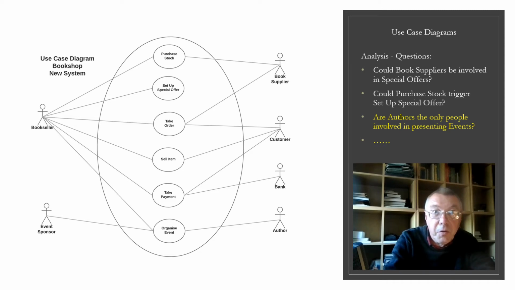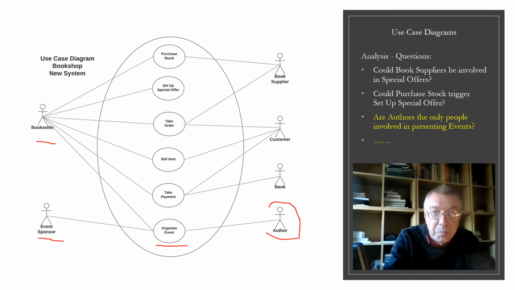Moving down to the use case at the bottom, organise event. Down here, it shows three actors associated with the process, with the use case. The bookseller who organises it over here, the event sponsor who might support or pay for part of it over here, and to the right, the author who presents the event.